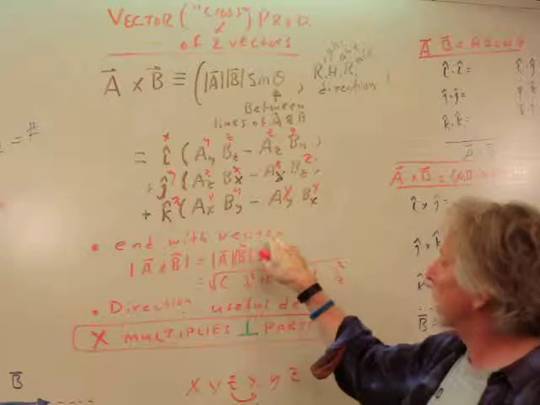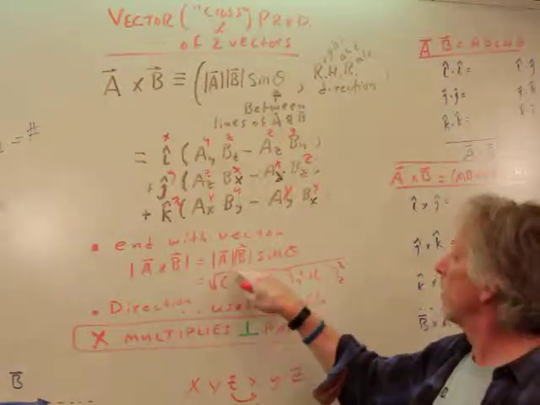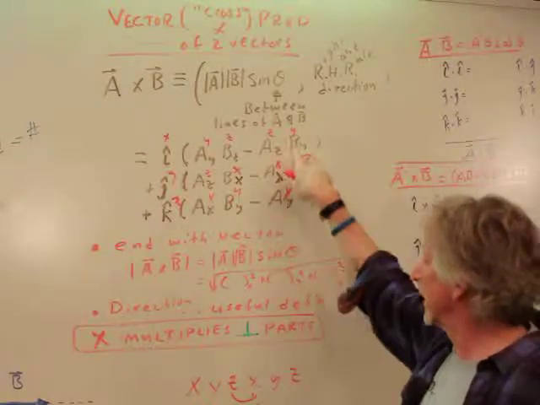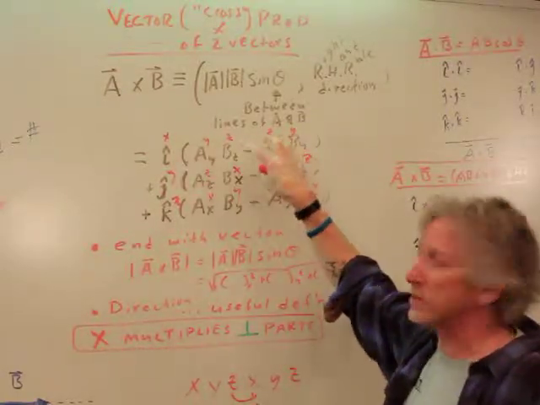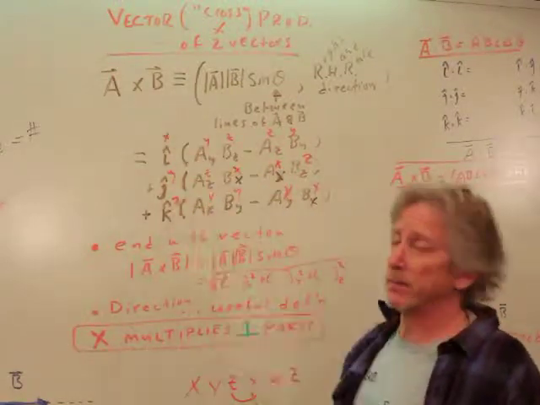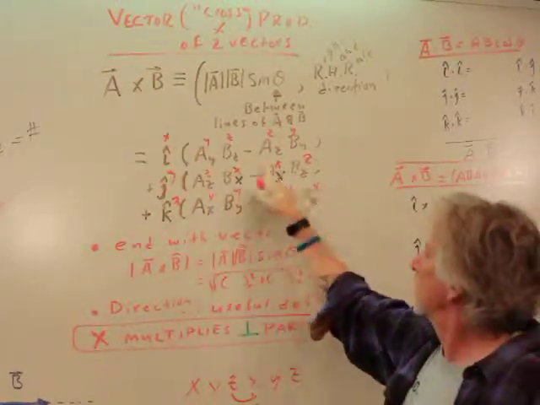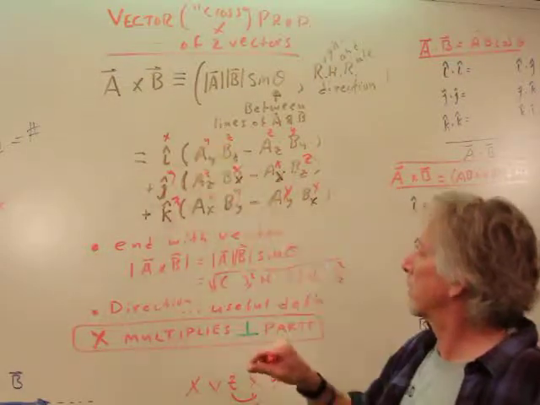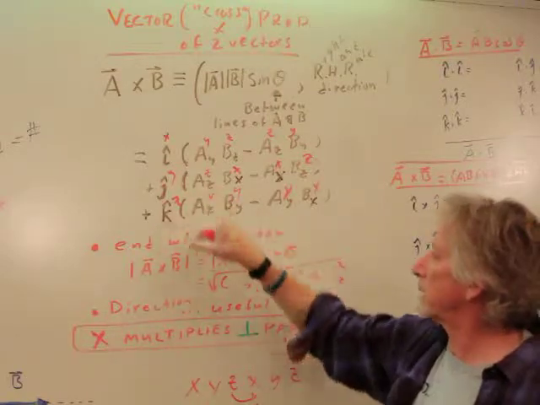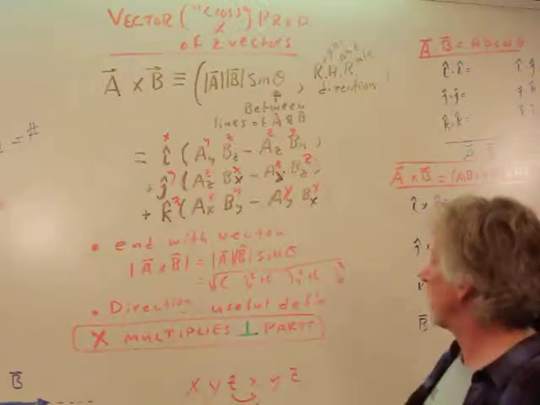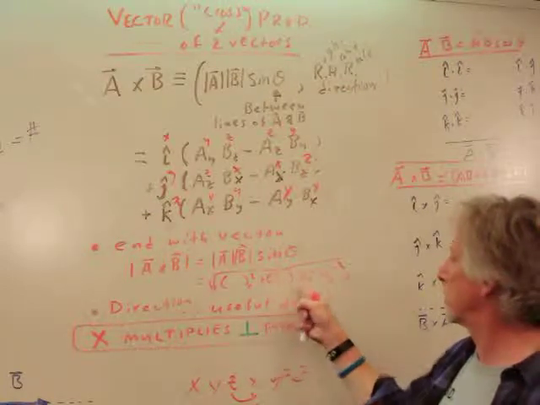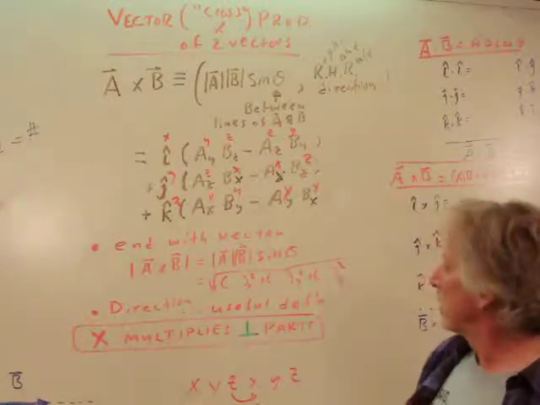So what you end up with is a vector that has a magnitude of AB sine theta. Of course, you can also take these components. These are the components. This is the big old mess for the x component of A cross B. This is the y component of A cross B. This is the z, whatever you end up with. So it's a vector with an x, y, and z component. Cool. And to get the magnitude, you can just take the square of each component, then the square root.